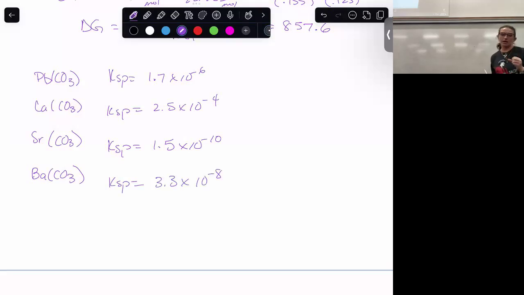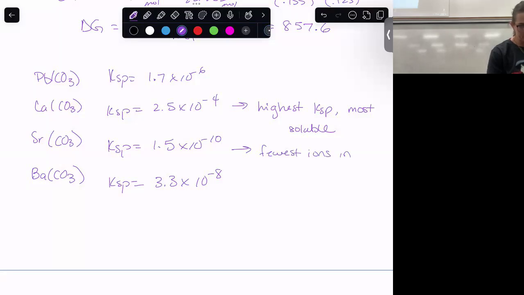Okay, so if we have these four Ksps, which one would produce the most carbonate ions? The calcium carbonate. Why did you say that one? It has the biggest dissociation. Perfect. This has the highest Ksp, which means most soluble. Then which one would have the fewest ions in solution? Perfect, so this would have the fewest ions in solution. That's when they're all 1 to 1 to 1.